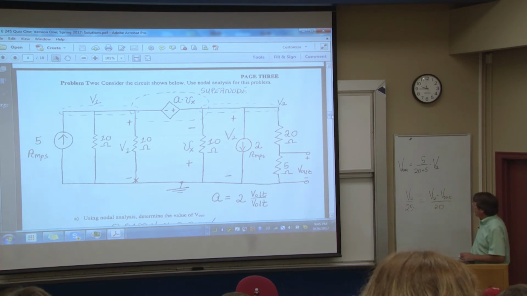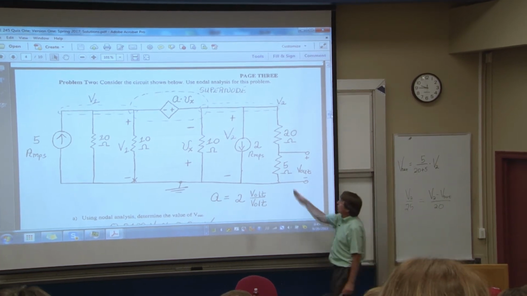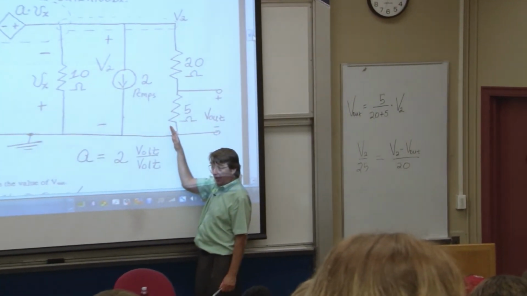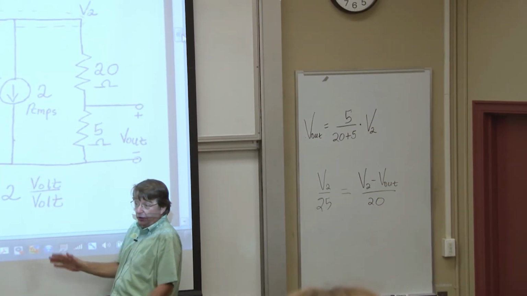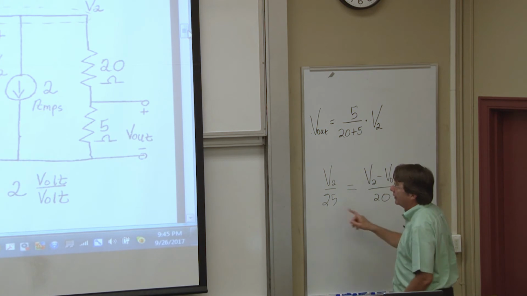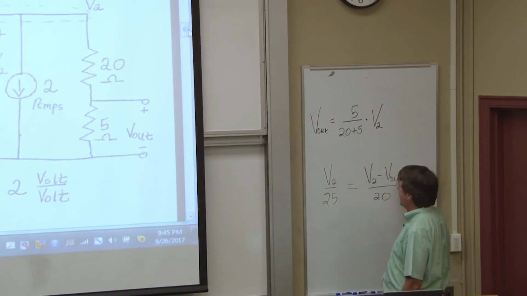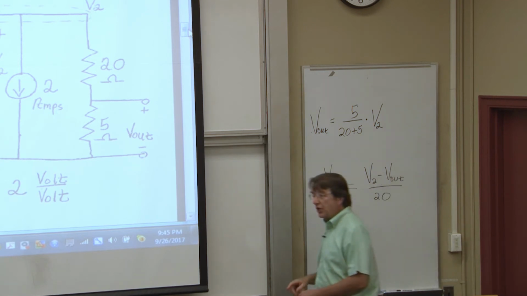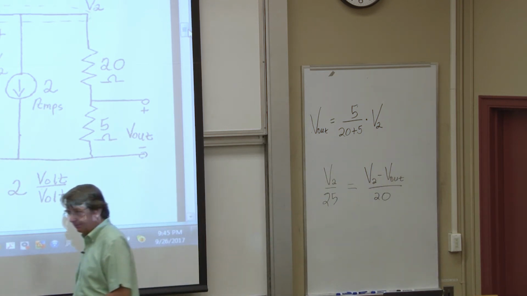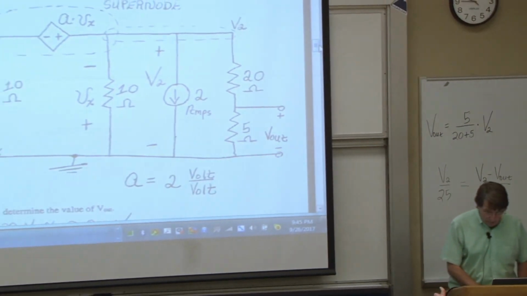Okay, because what you're saying, V2 over 25 is the current through these two resistors. The current through these two resistors are the same. So how else could I calculate the current? The current through the 20 ohm resistor is V2 minus V out over 20. That should give you the exact same answer. All right, next part of the problem, part B.